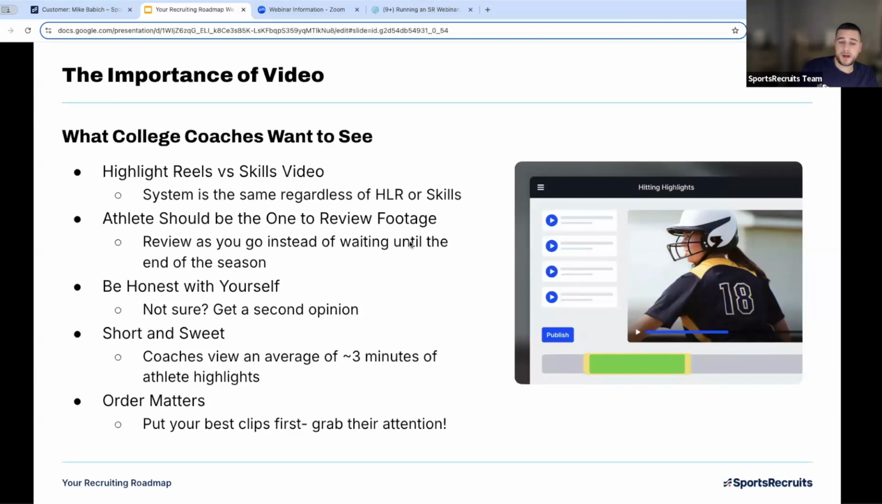And then lastly, order matters. It's not a situation where you want to stop and wait and save your best clips for the end. You want to grab and post your best clips first. Grab the attention of the coaching staff right away. There's no guarantee a college coach is going to last for the entirety of the video that you've put together. So maximize that best clip, those best couple of plays that you've made from your most recent season. Put those at the front of your video, because that's going to be the best way to guarantee, or at least as close as you can to guarantee, that coaches are seeing you at your best.